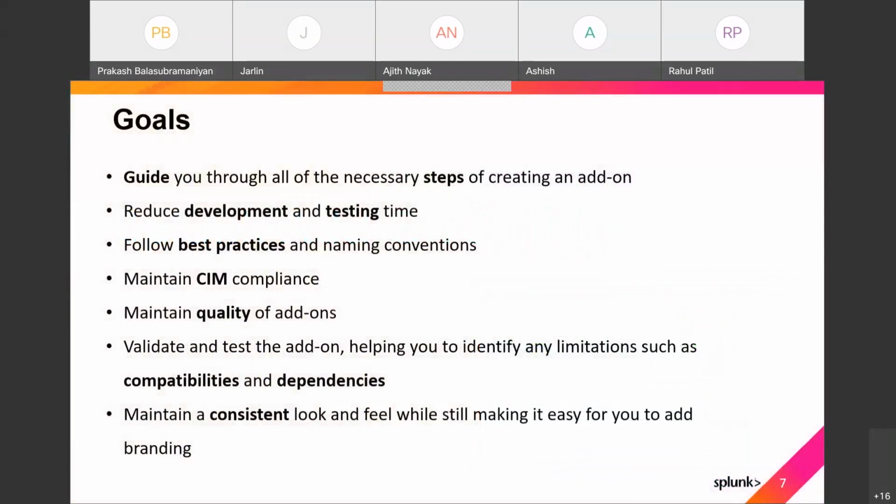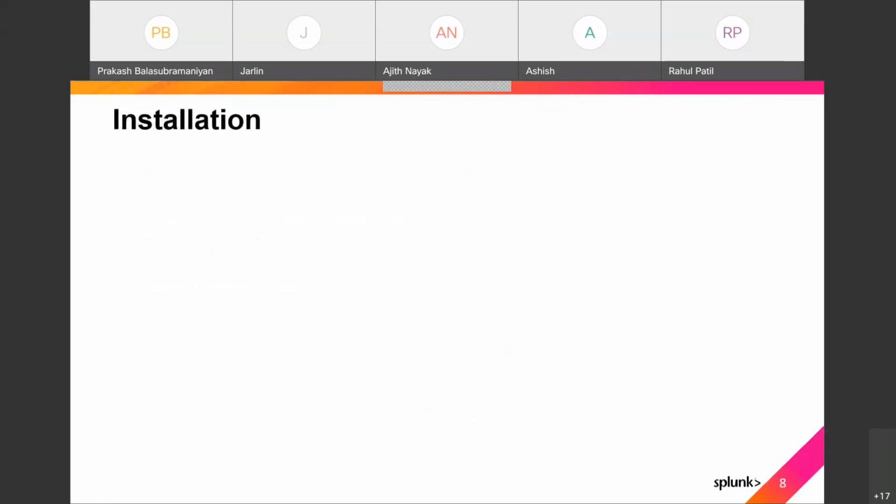So these are the goals set for the Splunk Add-on Builder. You should find these goals in the Splunk docs. The main goal is to guide you through all the necessary steps of creating an add-on. It helps you to reduce development and testing time, which we are going to watch in our demo. We are going to follow the best practices and naming convention. This add-on builder helps in maintaining the CIM compliance, the quality of the add-ons, and also validates and tests the add-on. So let's move ahead.